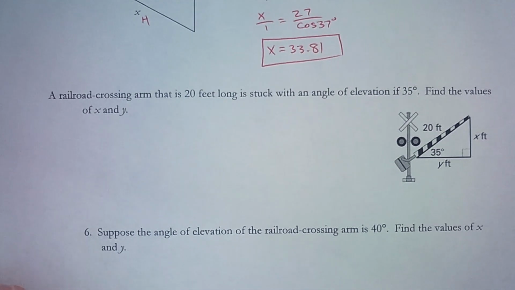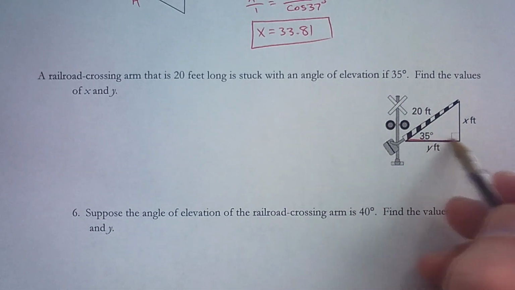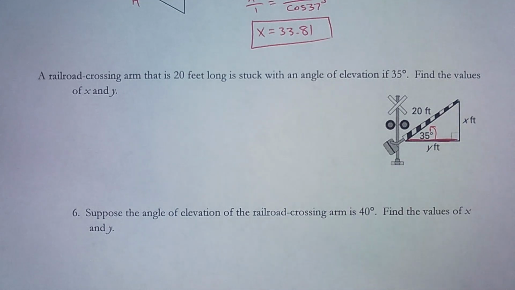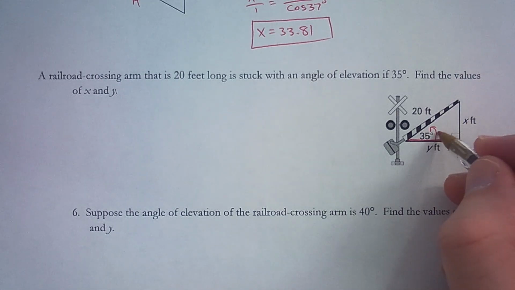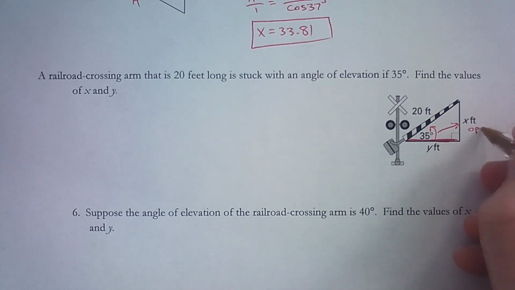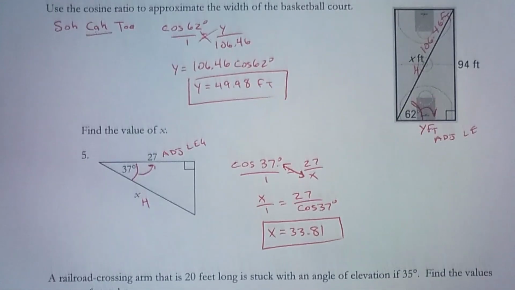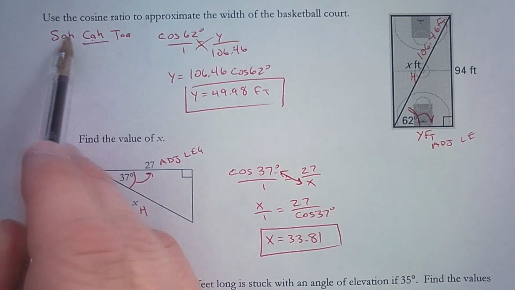Okay, so next, we've got a railroad crossing arm. It's stuck 35 degrees up, so this has an angle of elevation, which means I've got a horizontal line, and it's opening upward. That's an angle of elevation of 35 degrees. Find the values of x and y. Let's start with x. X is across the triangle from that 35 degree angle, which means it is the opposite leg. And 20 is the hypotenuse. Opposite leg and hypotenuse means we're going to use sine.